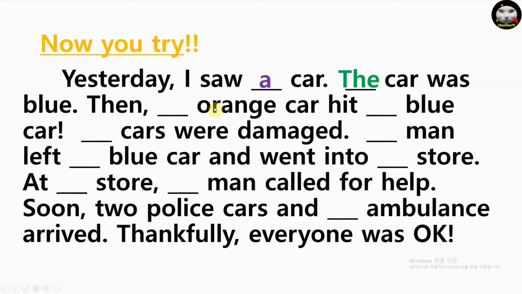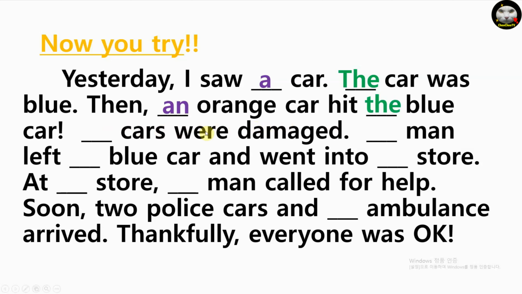Then, blank orange car. Not blue car. This is a new car. So we must introduce this new car. And we introduce it with an because orange begins with a vowel sound. Repeat. Then, an orange car hit the blue car. We've seen this blue car before. We use article the because it's the same blue car.